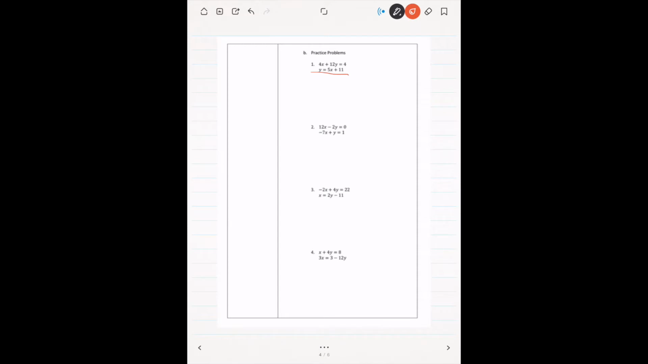So we have an equation with a variable already solved for. I'm going to take 4x plus 12y, and I'm going to substitute in 5x plus 11. I'm going to substitute that in for y, because this equation says that's what y equals. So we end up with 4x plus 60x plus, let's see, 12 times 11 should be 132, and that will equal 4.